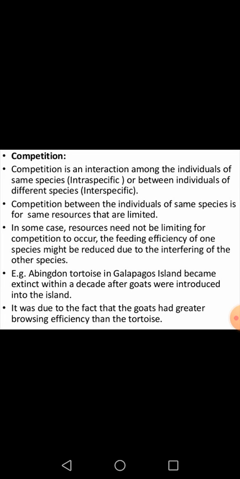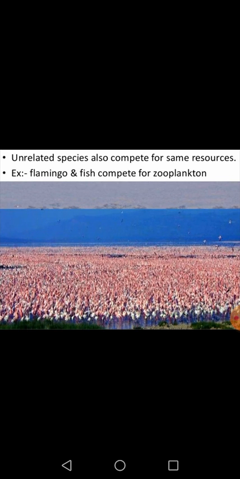These two are different species, but due to their feeding behavior or feeding habit, the Abingdon tortoise got extinct from Galapagos Island because they were slow grazers. ठीक है, while the goats are quite quick grazers, I have to say, means the grazing efficiency or browsing efficiency of the goats is quite higher than the tortoise, so they were grazing faster than the tortoise, and that's why the tortoise became extinct.